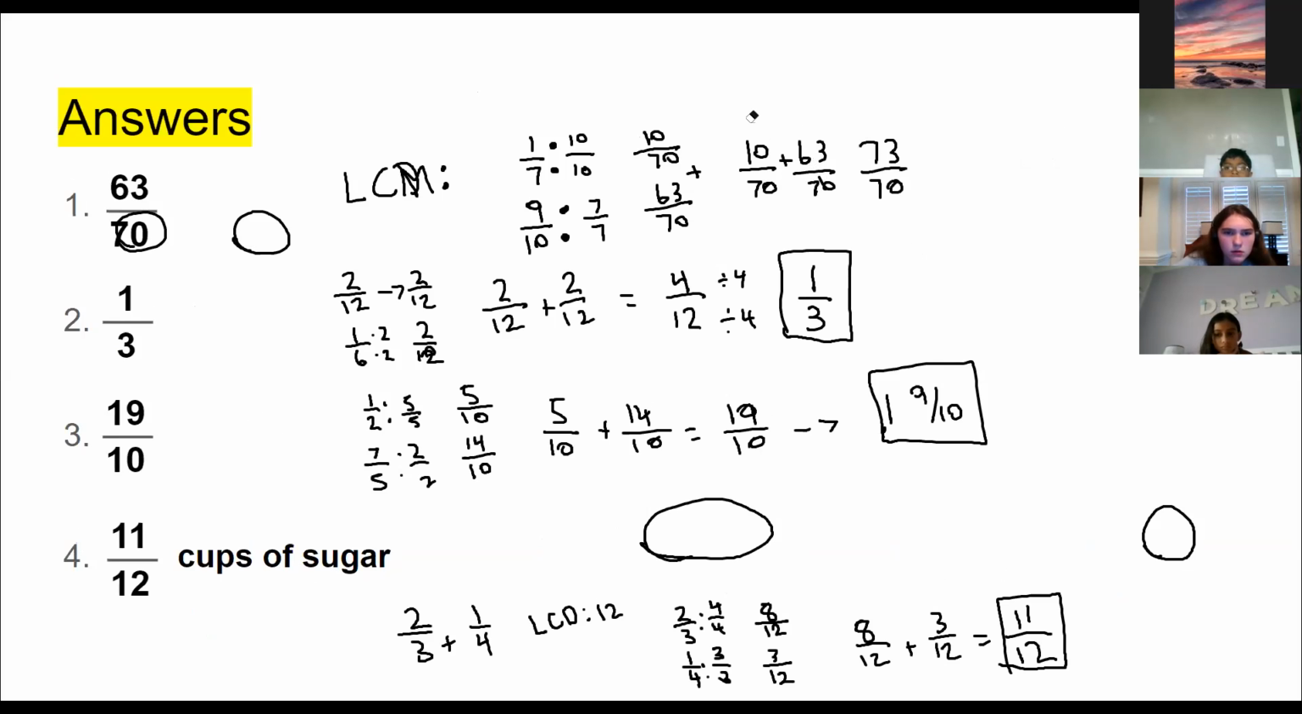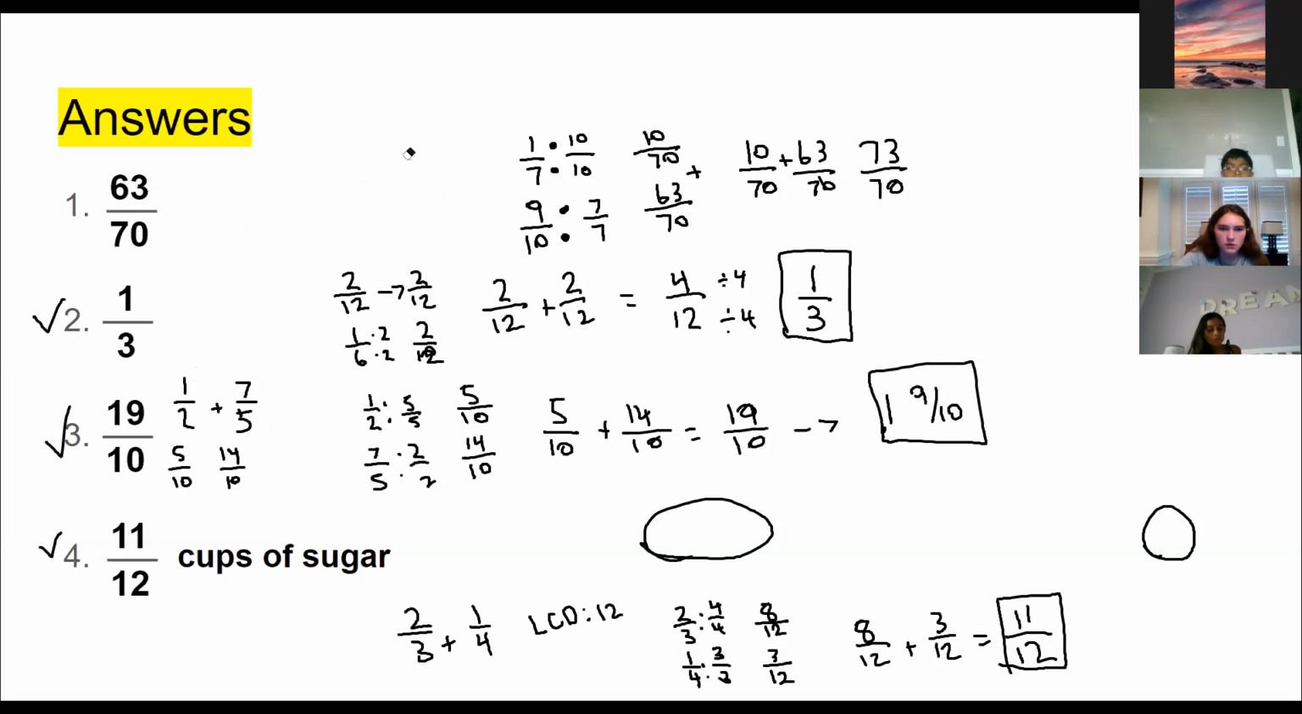So let's see what we did wrong. 1/2 plus 7/5. Okay, so 1/2 is 5/10, and 7/5 is 14/10. Okay, wait, this one's right. Yeah, this one's right. Okay, so that one's right, that one's right, that one's right. It's just this one. So this one, it was asking 1/7 plus 9/10.